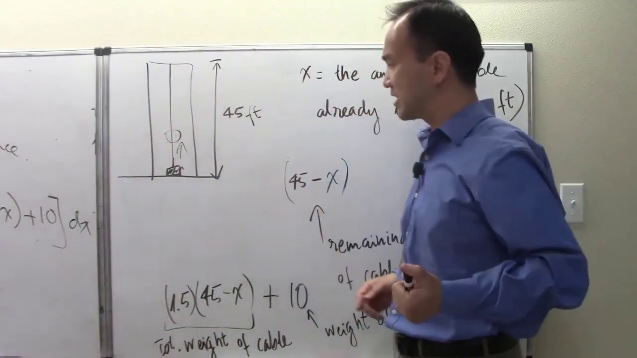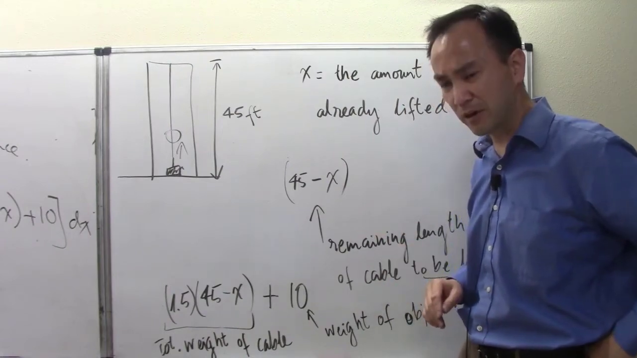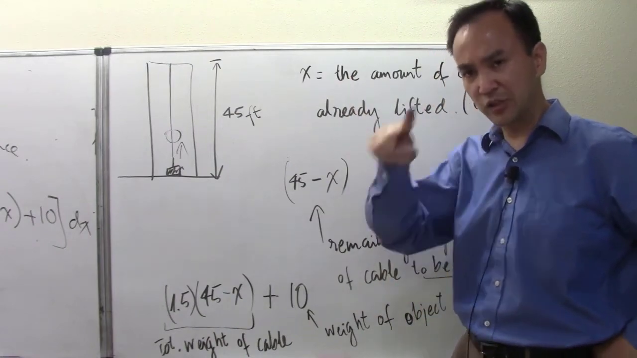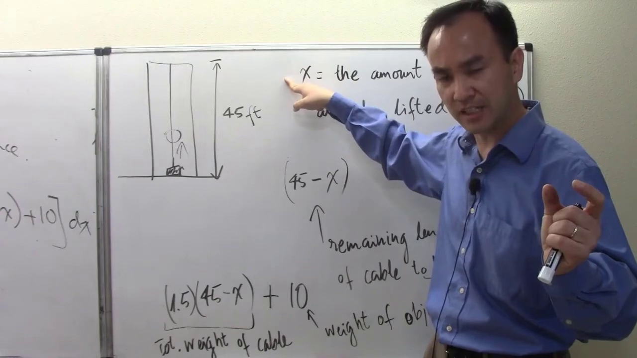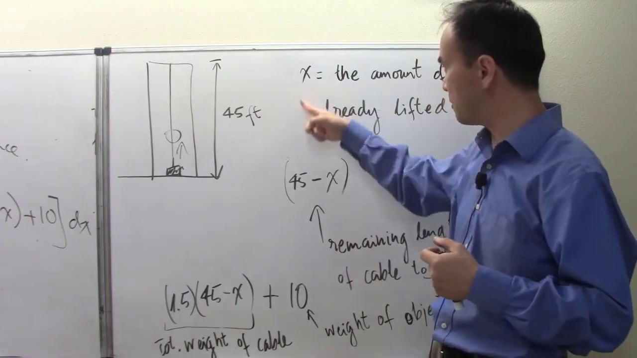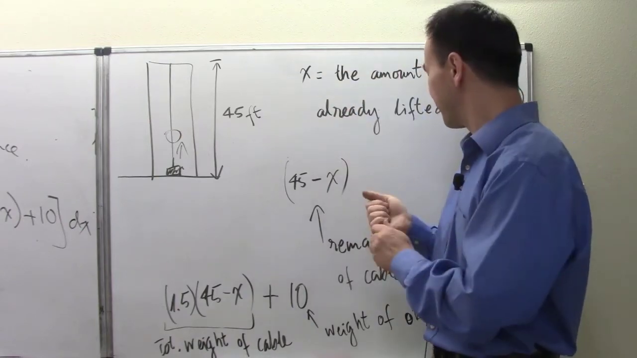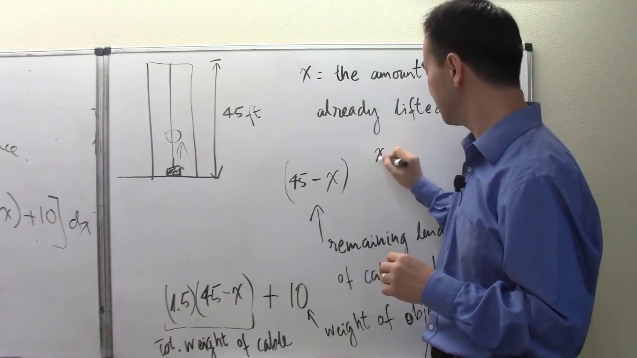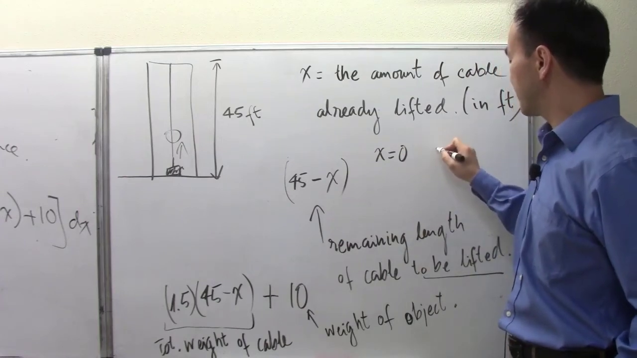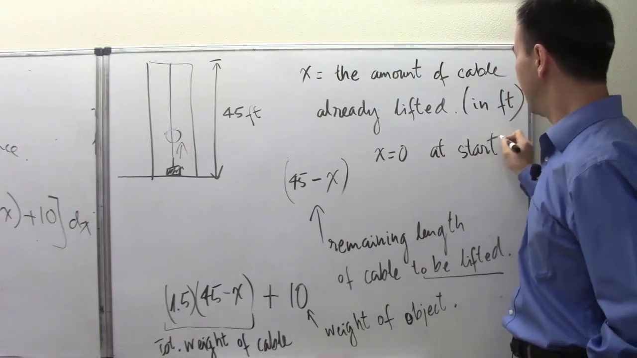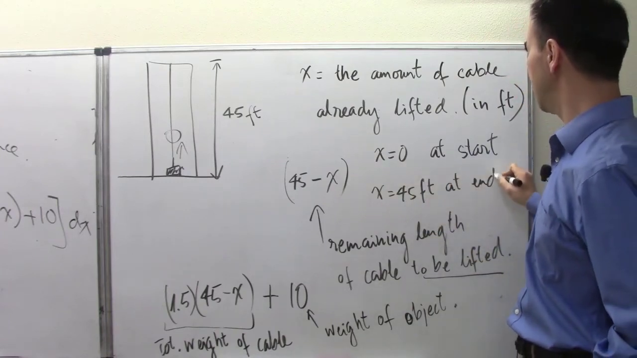Just like I was saying earlier, when we get into this part B of the problem, think as closely as we can to part A that we did. When we start, we have 0 feet at the start. Then when we finish the work, we will have pulled 45 feet completely. I had a more detailed explanation in the earlier part of the example. So x equals 0 is the start, and x equals 45 feet is the end.